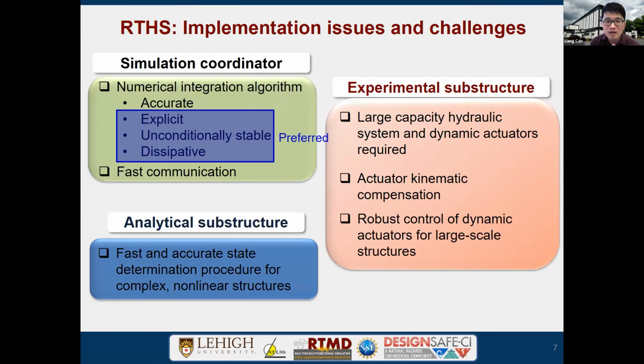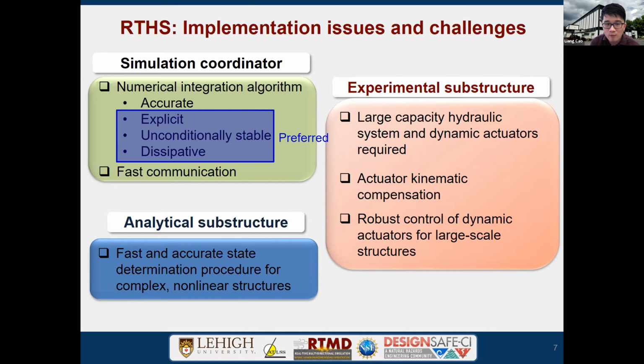So, as I talked about before, a real-time hybrid simulation consists of three general components: simulation coordinator, analytical substructures, and experimental substructures. Each of the components has its own implementation issues and challenges. For the simulation coordinator, first are the challenges in the numerical integration algorithms. We want the numerical integration algorithm to be accurate because every simulation is an approximate analysis. We try to minimize the error as much as possible.